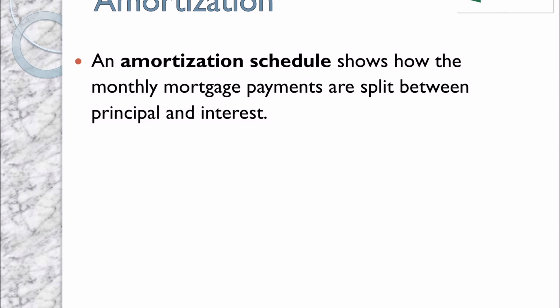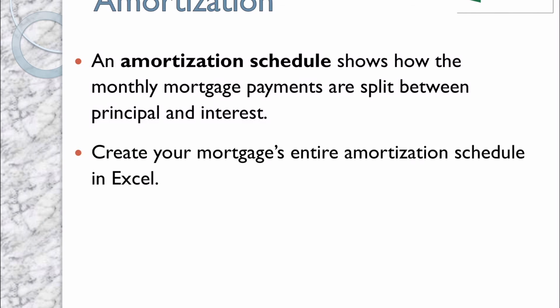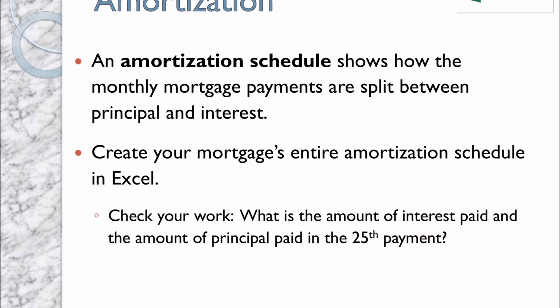So what we would do is create an Excel template, which would outline all of this pretty easily, so that we can see of that $684.10 each month that I'm paying, how much is going towards interest, how much is going towards principal, how much interest I pay over the total amount of the loan, and so forth. So we are going to create our mortgage's entire amortization schedule in Excel. I actually have a template in there that I have provided for you. What I want you to do is check your work.